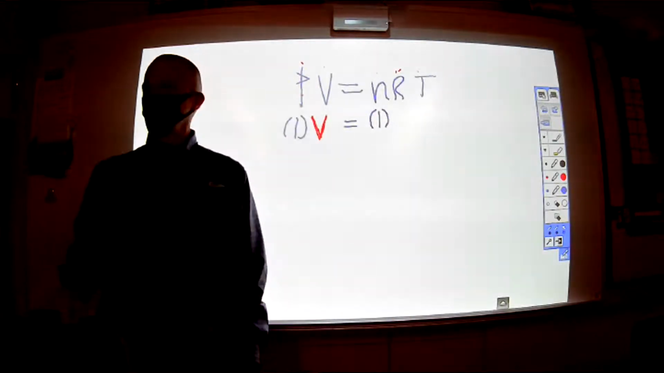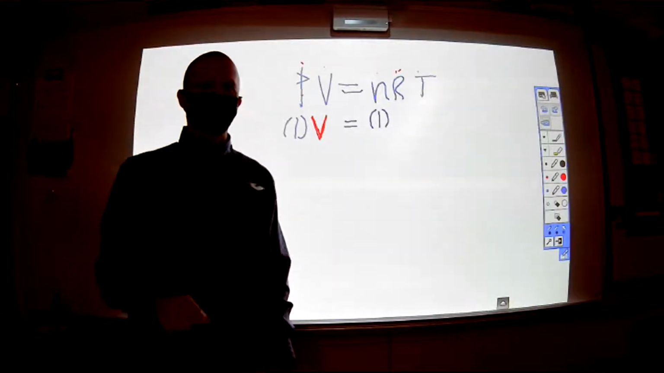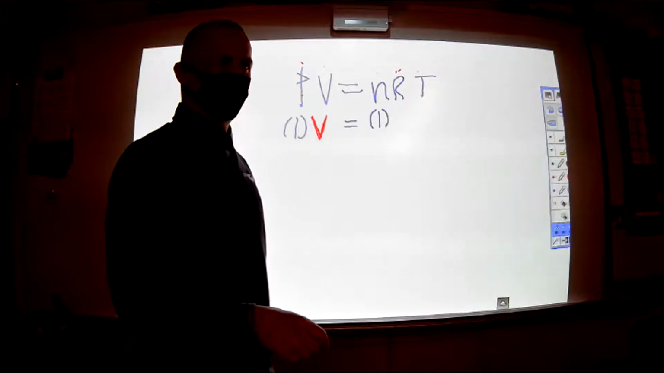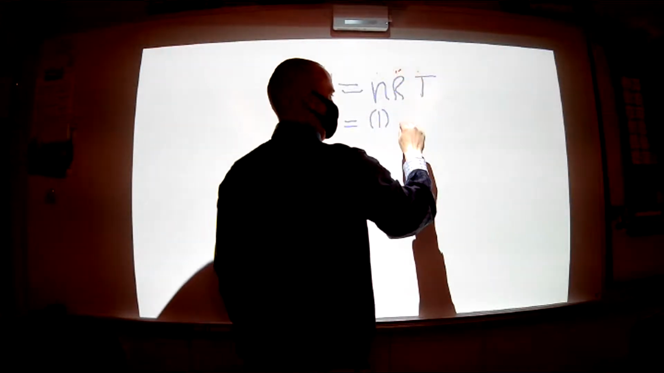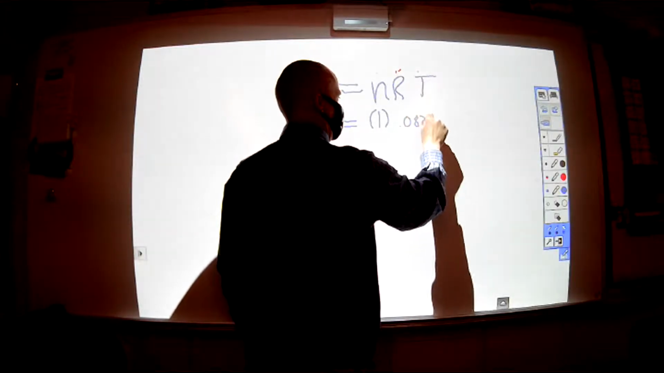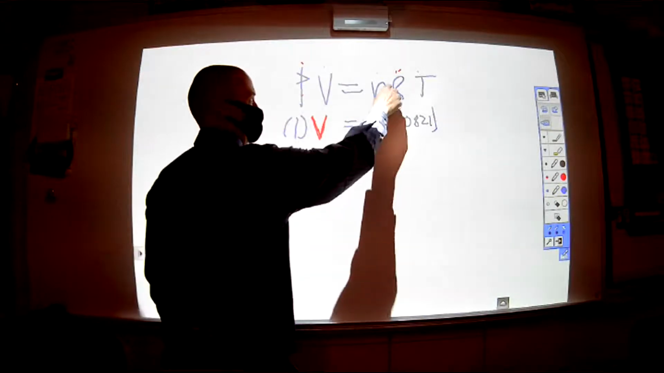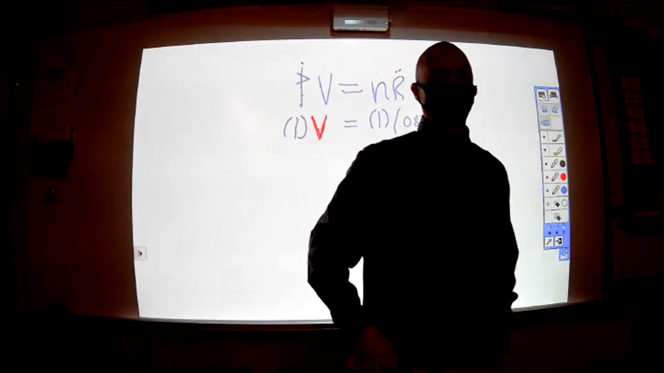Are you sure we didn't show you this? You guys are acting like we showed you this. You're like, we know what you're doing here. You're calculating the V. R is a constant. It is 0.0821. It's the constant that makes these sides equal. What does the temperature need to be?